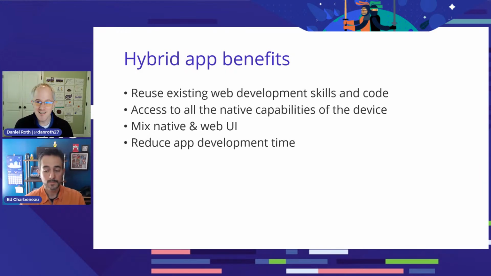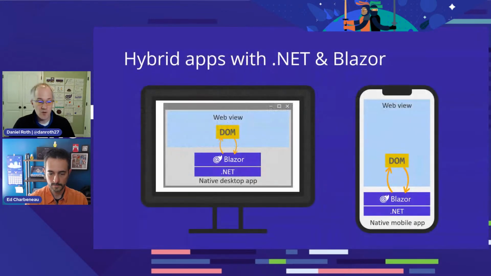You get full access to the native device capabilities, including using native UI elements together with your web UI elements. Now, not every app needs to be a hybrid app, but for many scenarios, the hybrid app model can give you really significant app development cost savings. So you can build hybrid apps, desktop and mobile apps with .NET and Blazor. Blazor hybrid apps combine all the benefits of the web, native apps, and the .NET platform.